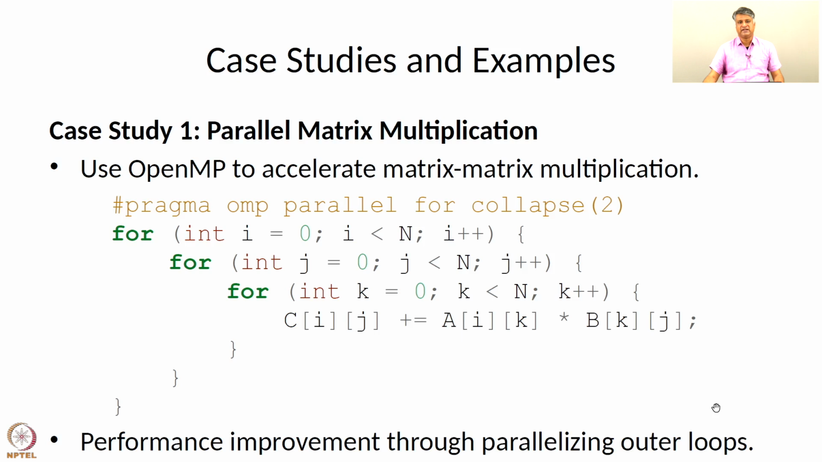So we looked at a few case studies. One of the most important case studies that we looked at was parallel matrix multiplication, where we used OpenMP to accelerate matrix-matrix multiplication. We used the for loop parallelization construct, and then we also collapsed the innermost two loops. We also improved the performance through parallelization of the outermost loops. Remember, the outermost loops run the slowest and span larger bits of memory. So it's better to parallelize at the outermost loop levels. The performance improvement is gained through parallelizing the outer loops. If we had moved the hash pragma OMP parallel for inside, our performance would have been bad.